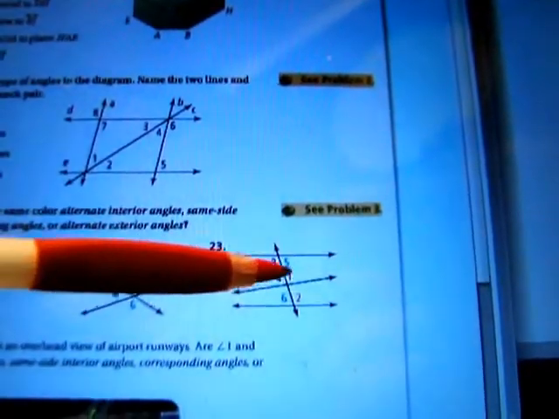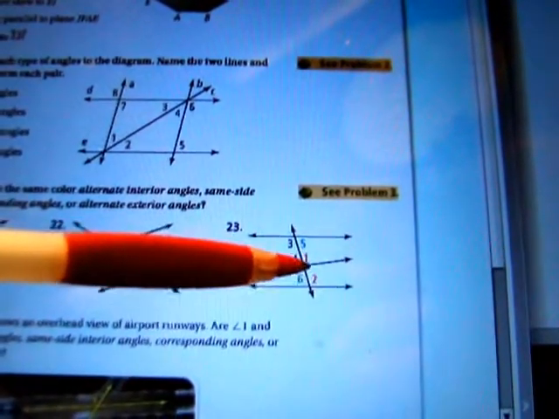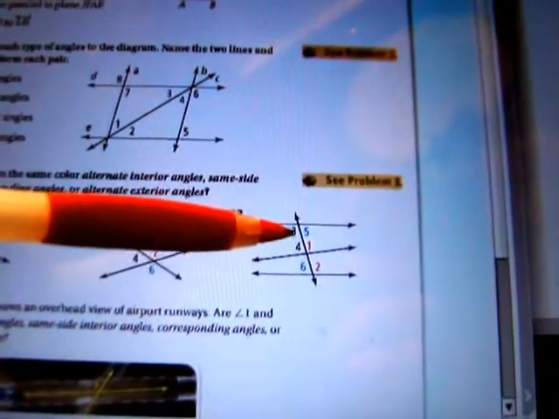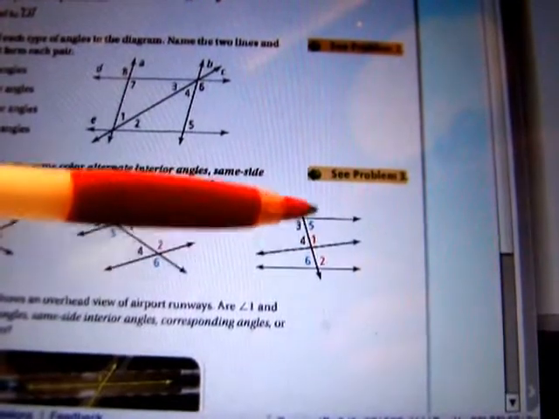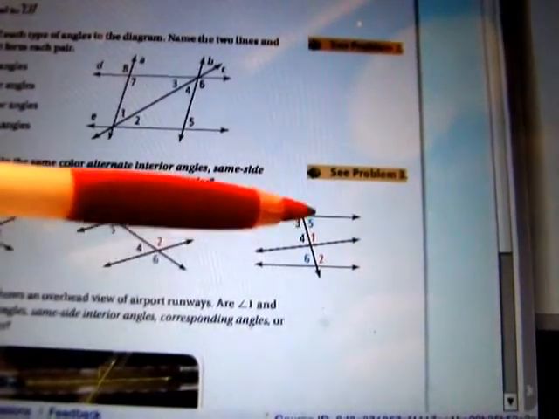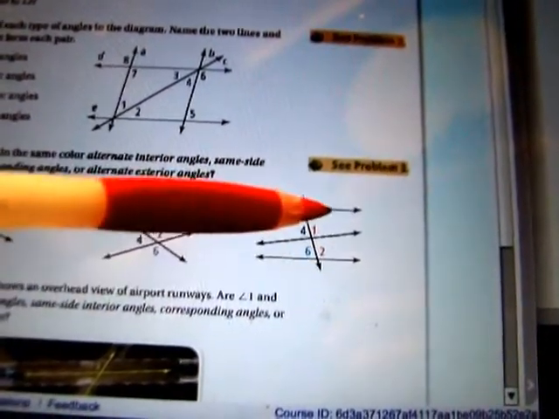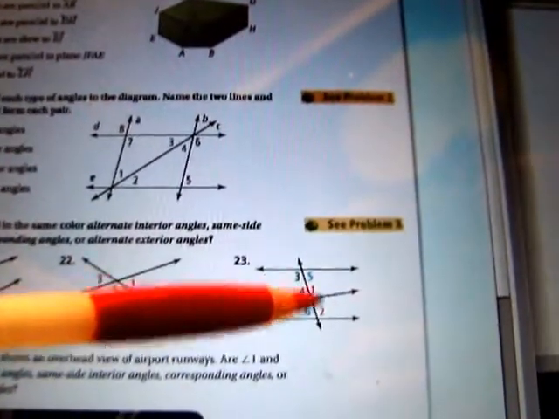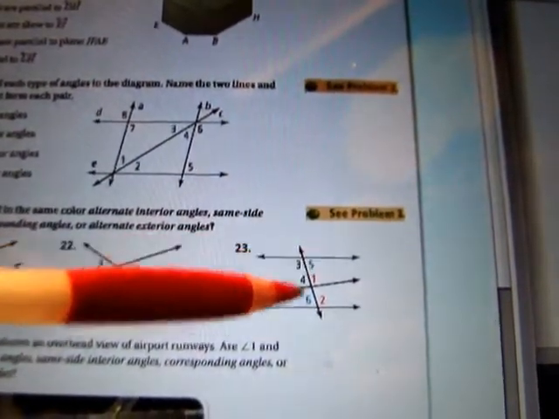Okay, that was 22. Here's 23. It's the same question, so let's look at 1 and 2. 1 and 2 are corresponding angles. 3 and 4 are same side interior. 5 and 6 are alternate interior because they're between the lines that they reference.